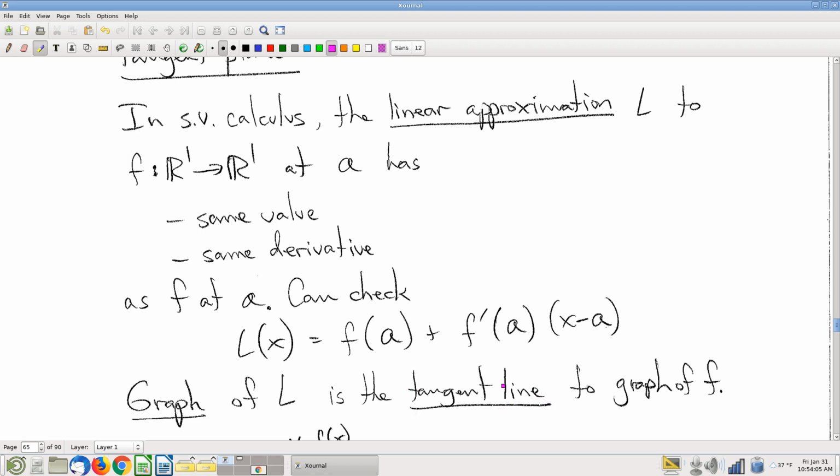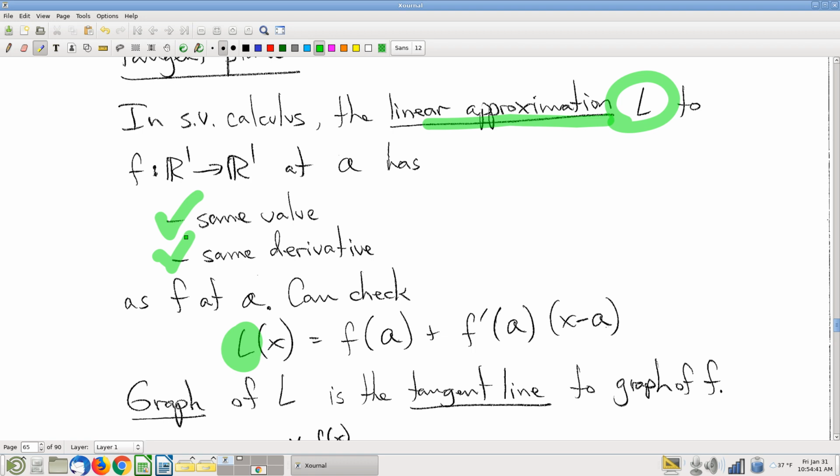I want to start with that I can define a function called the linear approximation. So the linear approximation to a function is a function L that has the following neat features. This function L has the same value as f that I'm trying to approximate, and it also has the same derivative as f that I'm trying to approximate. So in the sense of where and how fast, the linear approximation is the function that most closely mimics f.